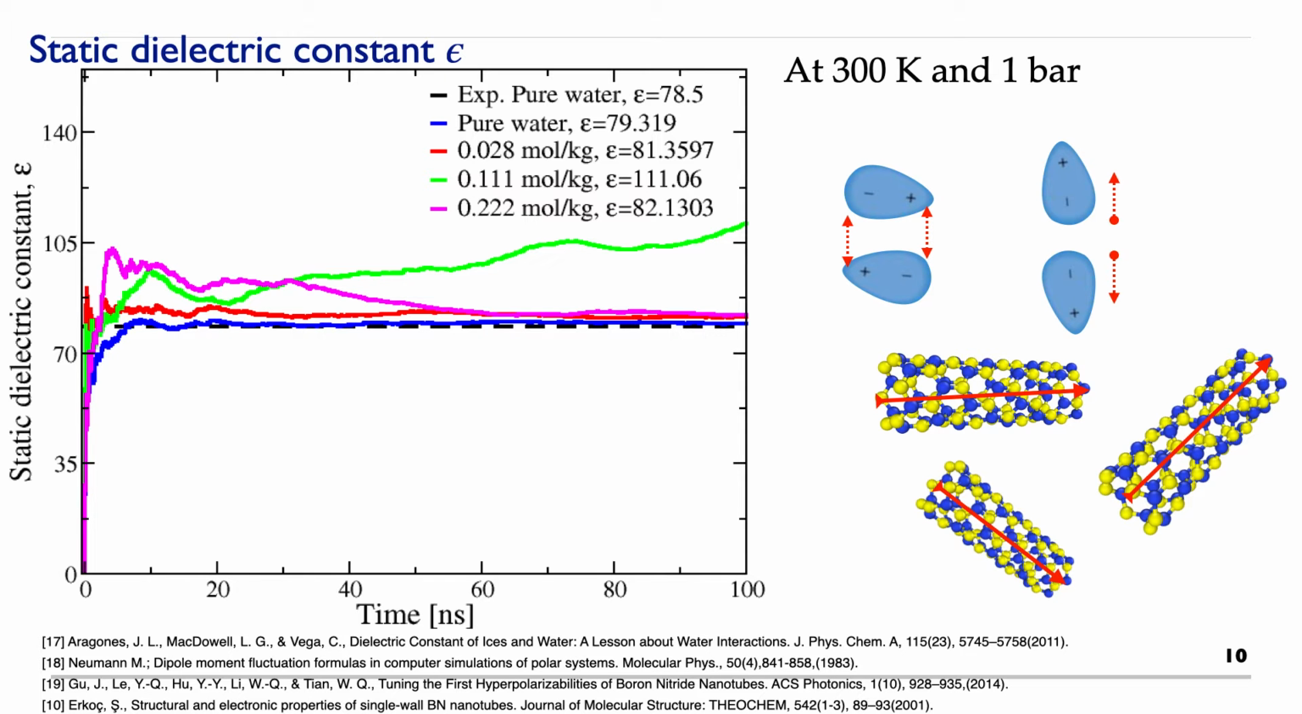Another property that we calculate is the static dielectric constant. This is calculated from the fluctuation of the dipole moment of the system. As water is a polar molecule, it has a high value of the dielectric constant. The experimental value is 78.5, and the one obtained by numerical simulation is 79.32. This value is obtained in this work, and it is 1% larger than the experimental value.